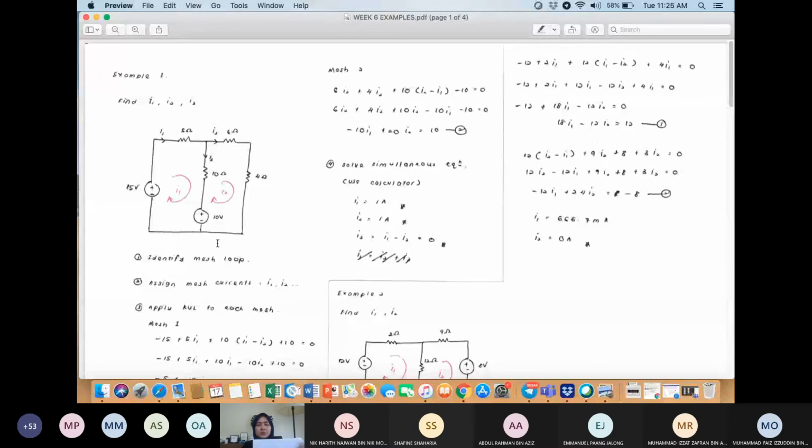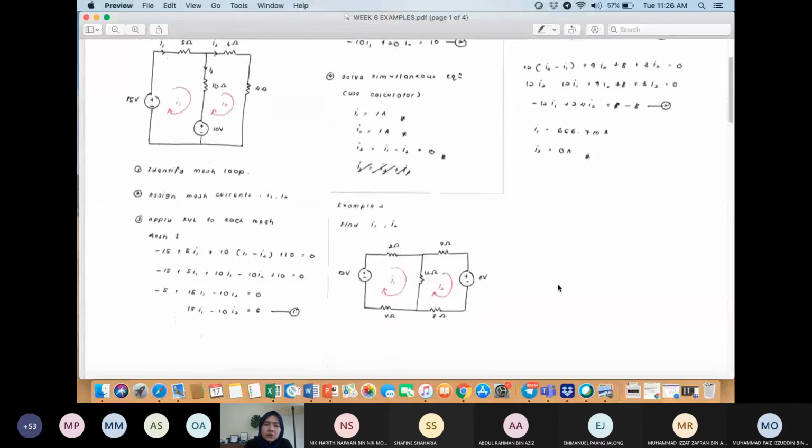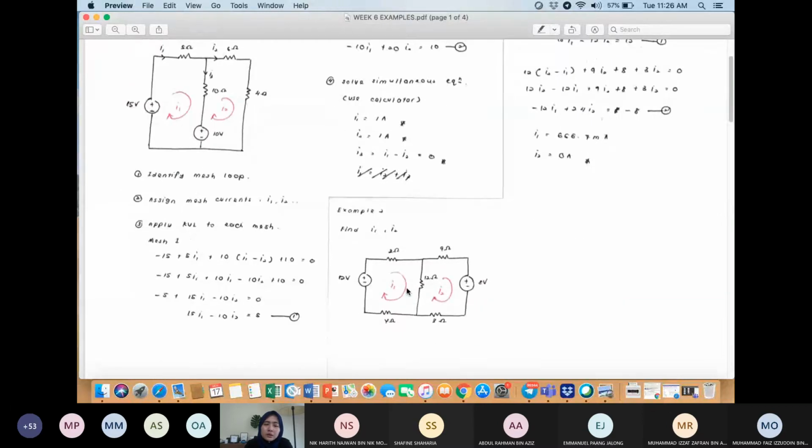Now let's look at example 2. You have this circuit. The question asks you to find I1 and also I2. I1 and I2 are the mesh currents. This is I1 and this is I2. Over here I already identified the mesh loops and assigned the mesh currents. I assign this as I1 and this as I2.